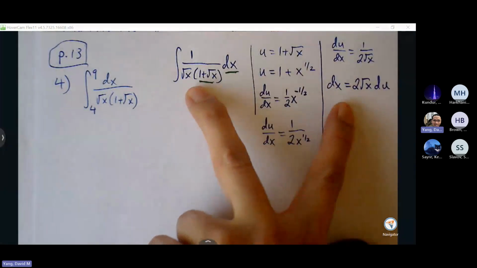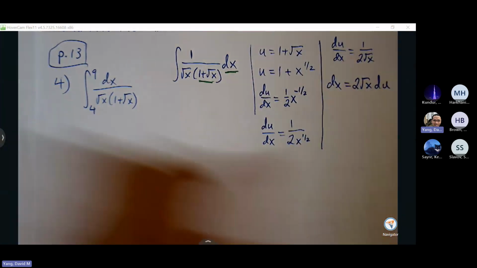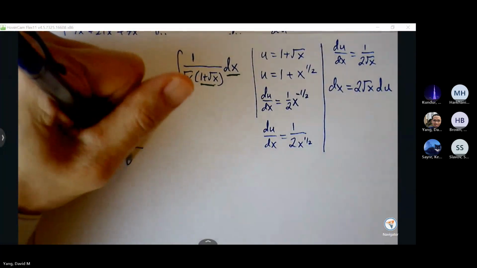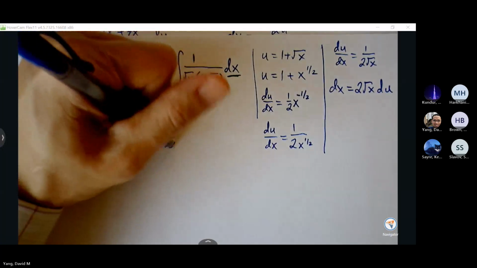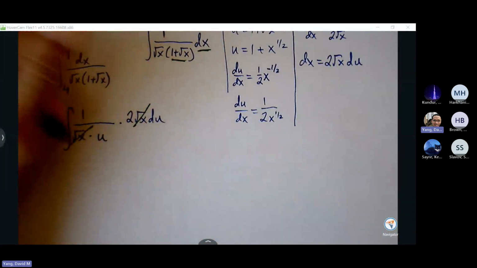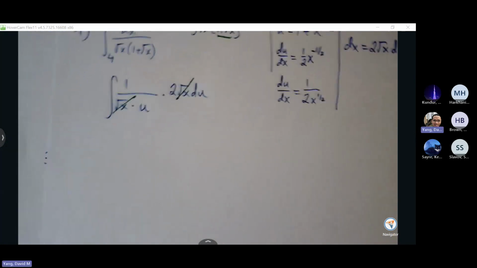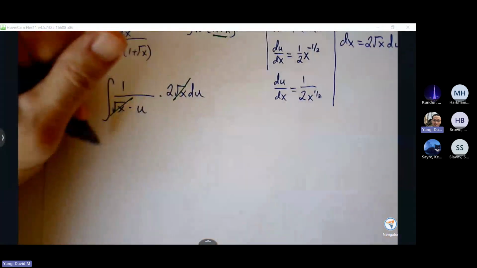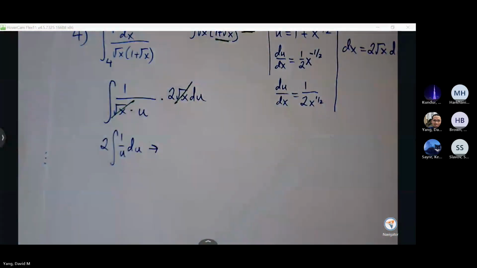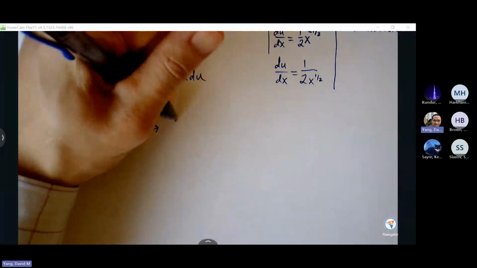Okay, so now back to our problem here. Replace 1 plus root x with u, replace dx with 2 root x du. See where we are. Numerator, denominator pairs up, cancels out. So there is a leftover of 2. I can push that 2 out in front. Here's my calculus step. 1 over u becomes natural log of square root of u.